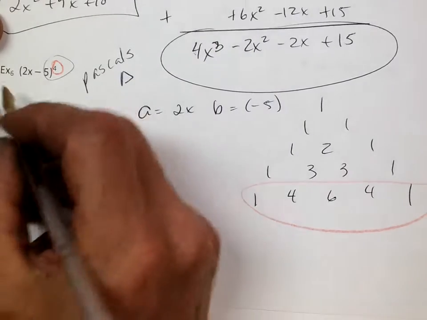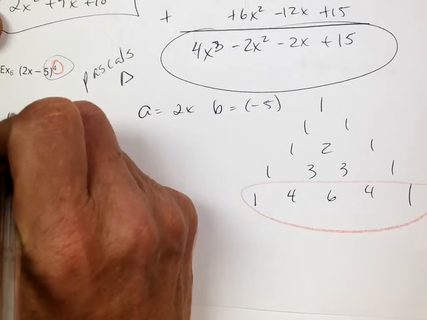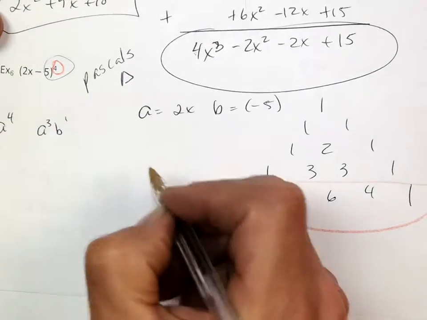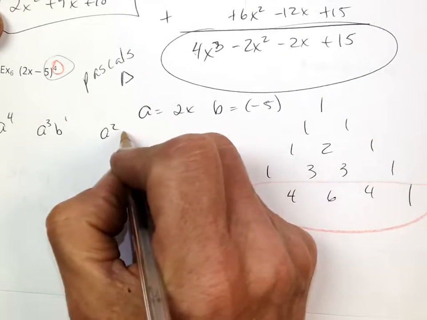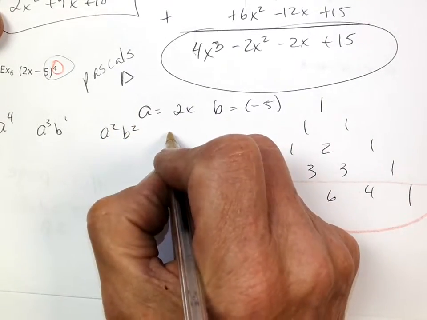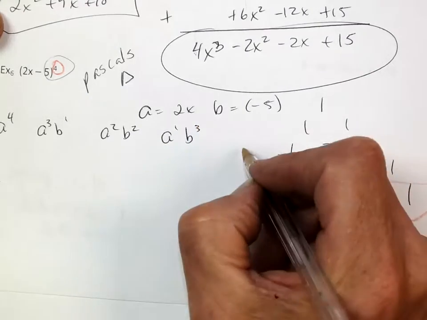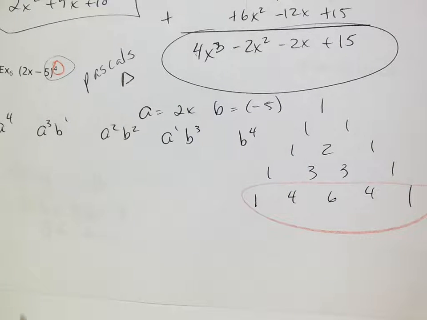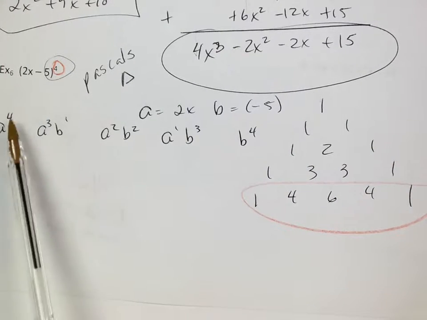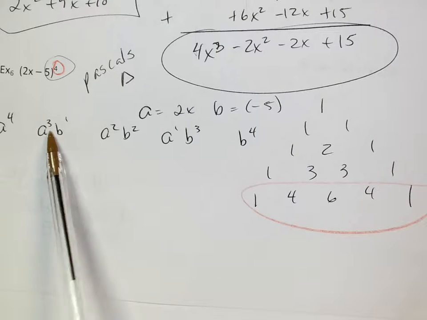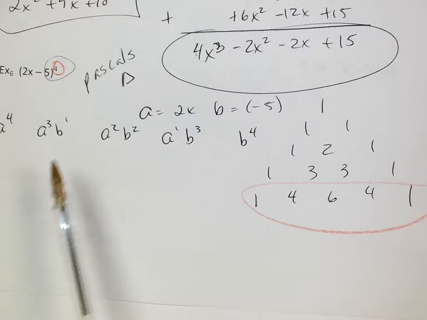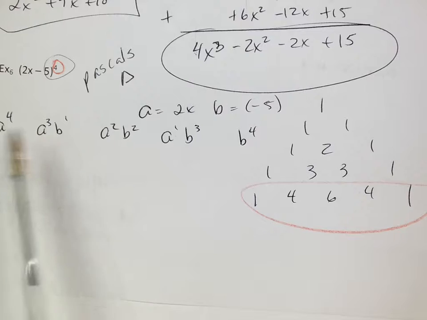So, the whole thing is going to be A4, no B's. We're going to go A3, B1, A2, B2, A1, B3, no A's, B4, okay? So I just went, because of the fourth power, 4, 3, 2, 1, none, right? And then with the B's, I went 4, 3, 2, 1, none. Okay, but it's not A's and B's, it's really X's and 5's, right?